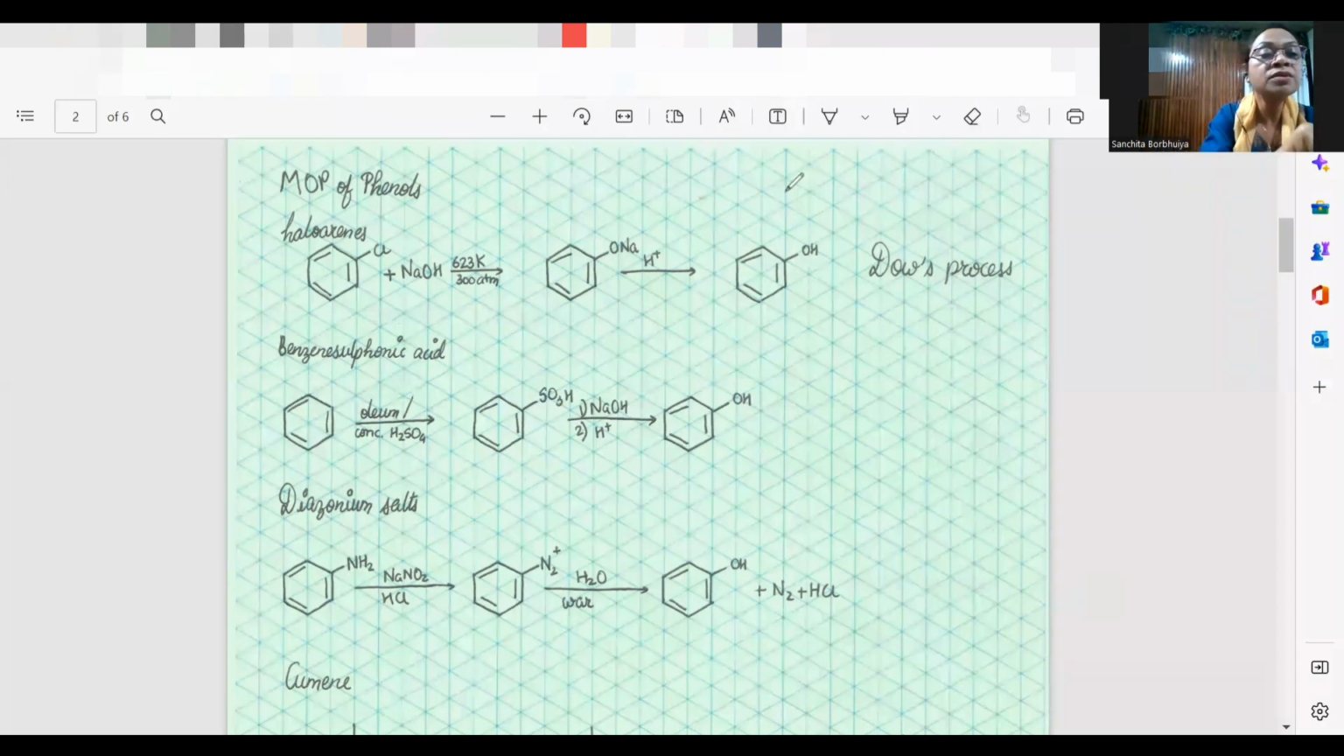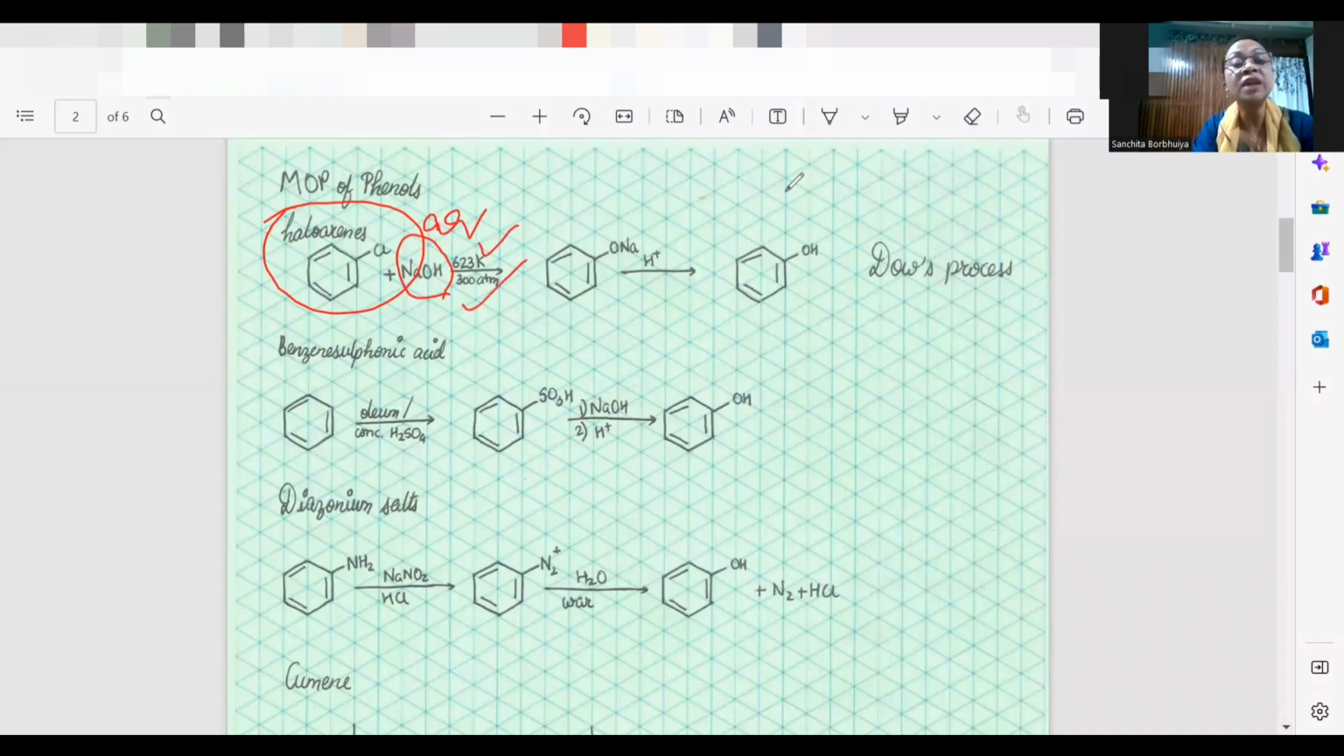What does Dow's process do? You take haloarene, react it with aqueous sodium hydroxide, and maintain a temperature of 623 K and 300 atmosphere pressure. It's very important to remember the pressure and the temperature of this particular reaction. Then you get a nucleophilic substitution reaction where the chlorine is replaced with ONa. So you get sodium phenoxide, you acidify it, and then you get phenol. So this is how you can prepare phenol by Dow's process.